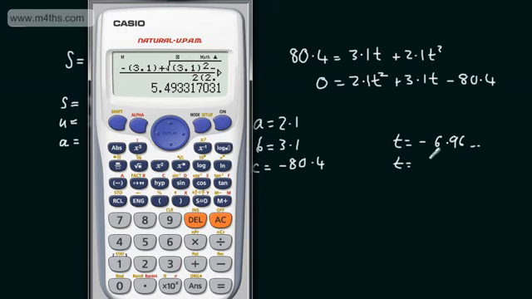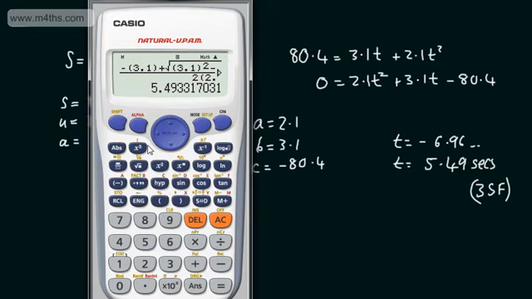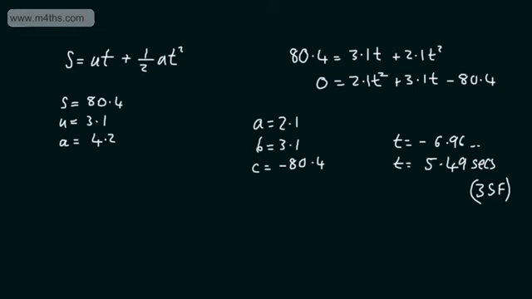So to 3 significant figures, we can put 5.49 seconds. What this is saying now is that the displacement is 80.4 meters, and that will occur at 5.49 seconds. So we can see using the quadratic equation can be quite useful, and if we've got lots of these to do, we can store these answers in the calculator and use them. For example, if I just store this one, it's Shift Store A, and it's stored in the calculator.